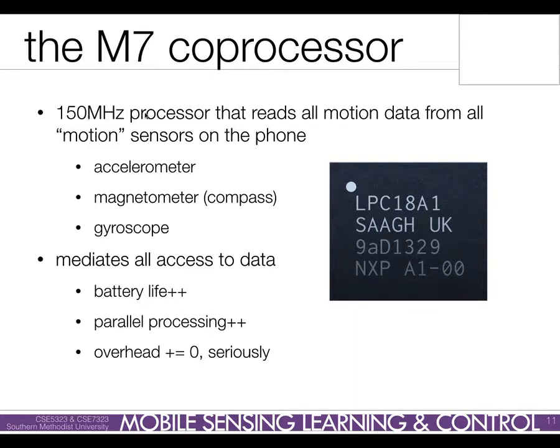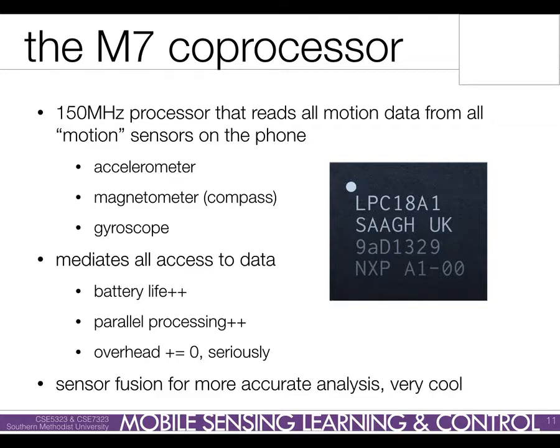So this is a true example of parallel processing, right? It is a completely separate processor that is running. The phone can be asleep, and this processor is running. Okay? And so it doesn't affect battery life at all, actually.